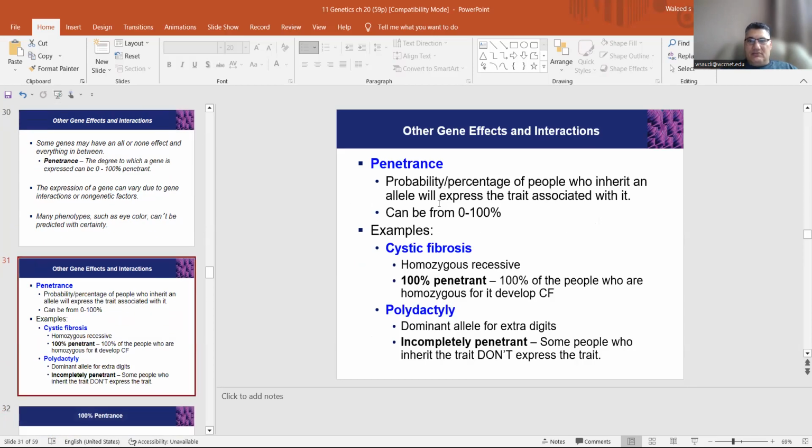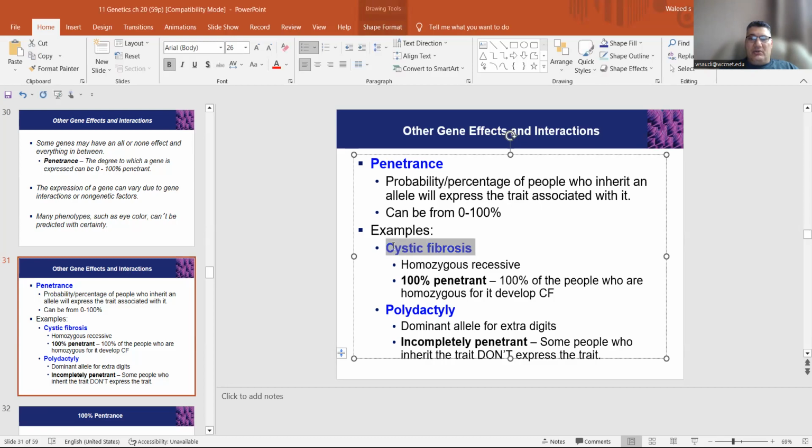So penetrance is the probability that people who inherit an allele will express the trait or not. It can express, it cannot. Like here is cystic fibrosis, if you ever heard of this. In this case, this disease is known as 100% penetrance, unfortunately, meaning parents are homozygous recessive.